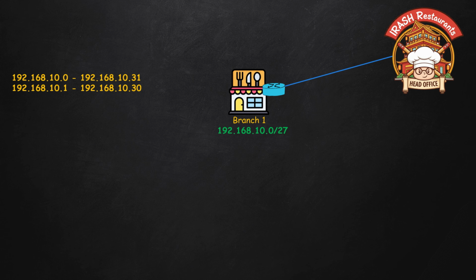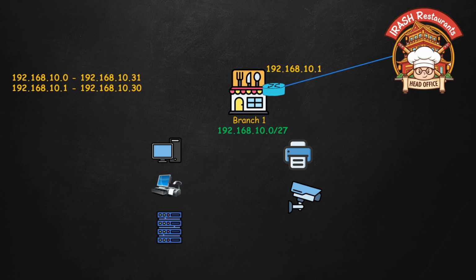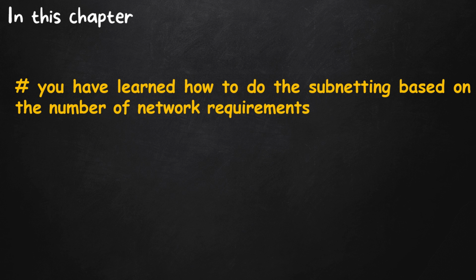So in this branch office, there may be a network router to which you can provide the IP address 192.168.10.1 as a default gateway. Then there may be a computer, there may be a printer, there may be a POS machine, there may be a CCTV camera, there may be an internal server hosted, and there may be an access point. So whatever the device is, you can use any IP address from the list as per your requirement. So in this chapter, you have learned how to do subnetting based on the number of network requirements.